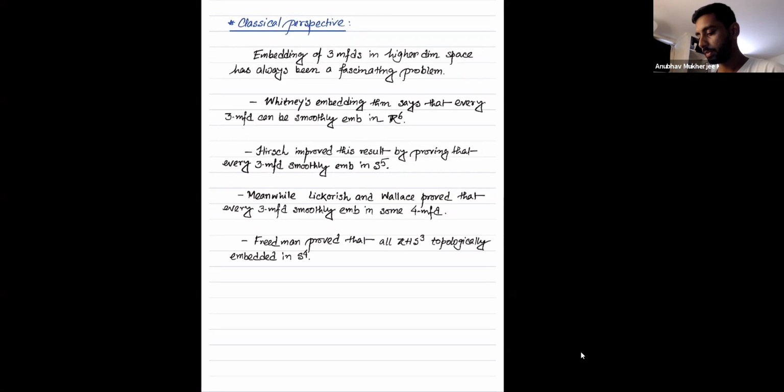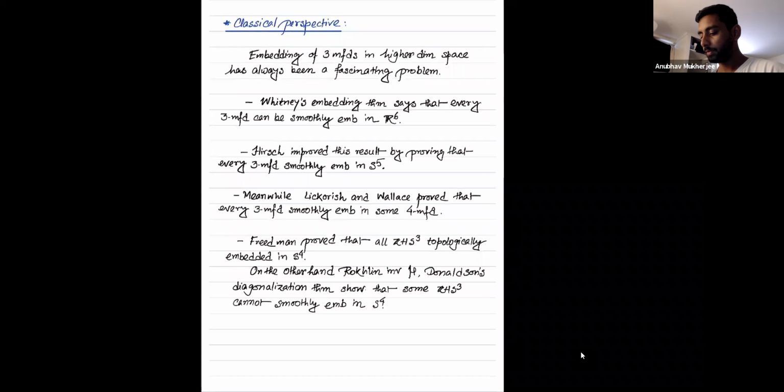Around the 1980s, Freedman came up with his amazing result, which in turn proved that integer homology spheres topologically embed in S^4. Shortly after this, by Donaldson's diagonalization theorem and later the Rokhlin invariant, it was shown that there exist integer homology spheres which cannot be smoothly embedded in S^4. So this is the first time this smooth versus topological embedding distinction arises.